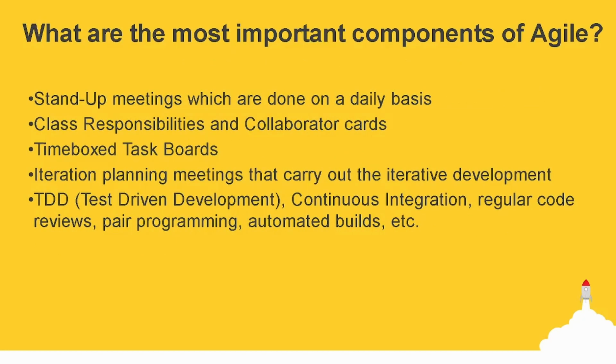What are the most important components of Agile? The most important components that constitute Agile are stand-up meetings, which are done on a daily basis, class responsibilities and collaborator cards, time box task boards, iteration planning meetings that carry out the iterative development, TDD (test-driven development), continuous integration, DevOps, regular code reviews, pair programming, automated builds, and many more.